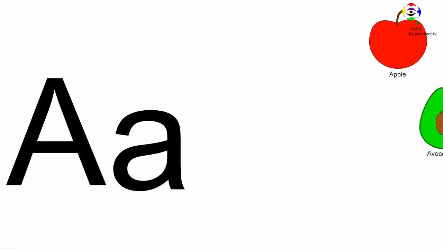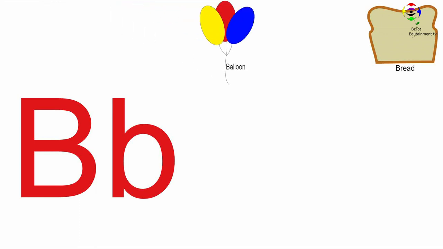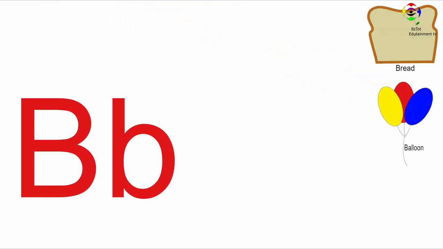A is for apple. A is for avocado. A is for arrow. B is for bread. B is for balloons. B is for ball.